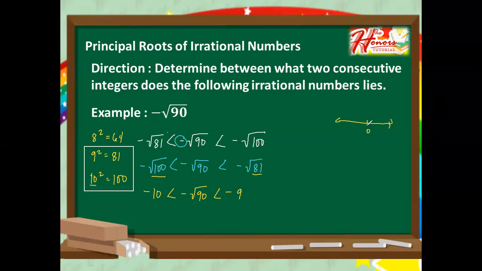Again, if we are going to look at the number line, this is 0, this is negative 9, this is negative 10. That's why negative 9 is bigger than negative 10. It is because 9 is closer to 0 compared to negative 10. That is the concept of negative numbers. If you are closer to 0 than the other number, then you are the bigger number. Okay? So therefore, the final answer here is this.